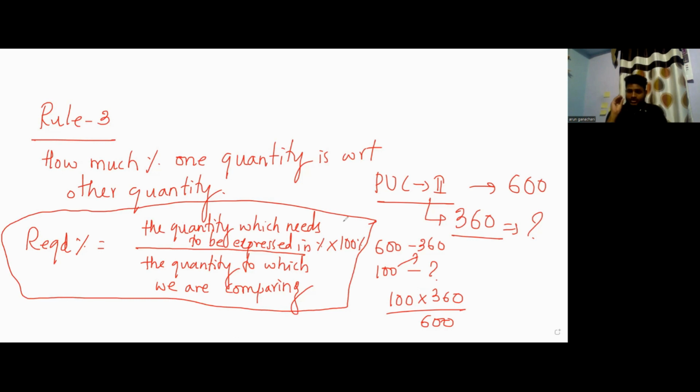Whatever quantity we want the percentage of, that we'll write in the numerator. Whatever we are comparing it with, we'll write in the denominator. We'll make it very simple. Then the required percentage will be the quantity which needs to be expressed in percentage into 100% divided by the quantity to which we are actually comparing.